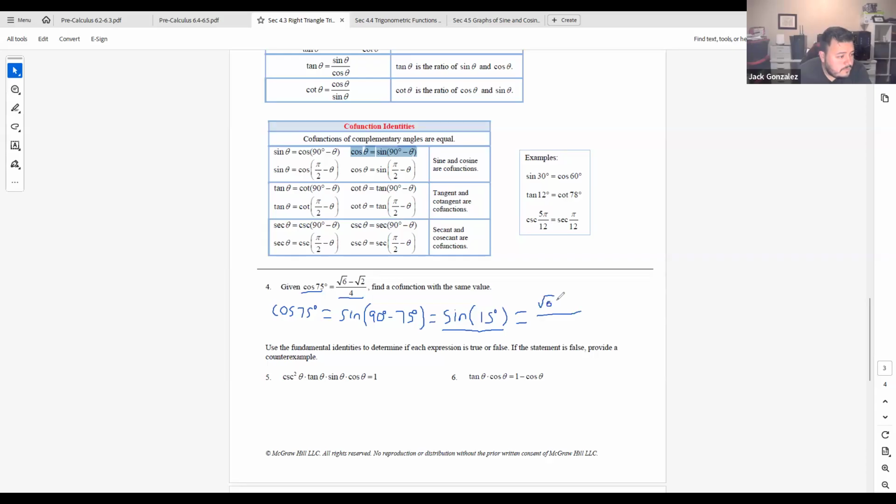So hard to write with the mouse. That's a 6. Although my handwriting doesn't look much better, which is kind of funny.